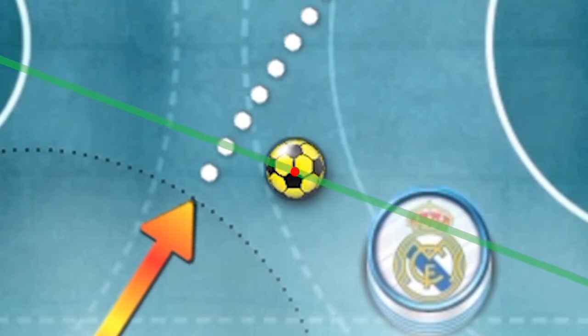Now, for example, if you want the ball to go to the right in that direction, all you'd have to do is look at where the aim line touches the edge of the ball, opposite of where you want it to go. And that's the point where you would need to hit the ball.